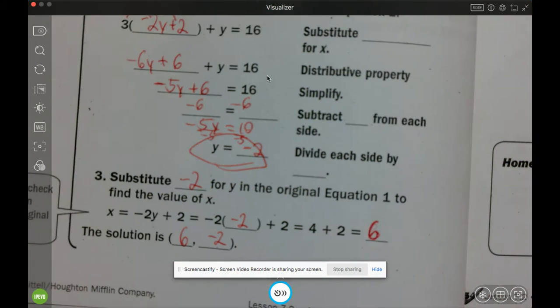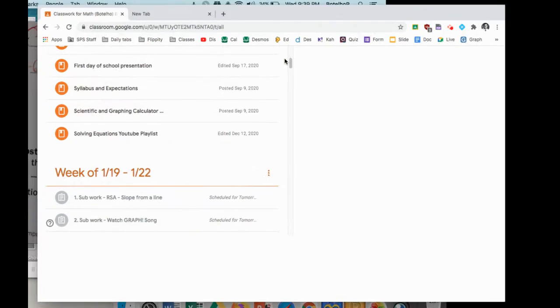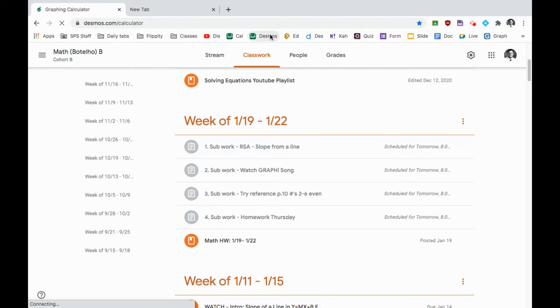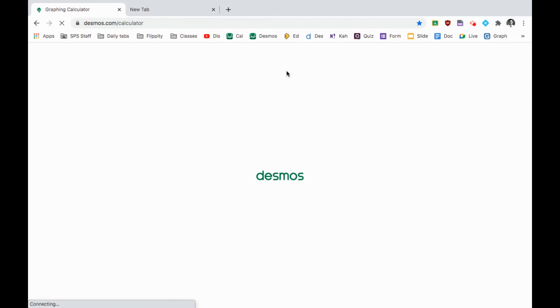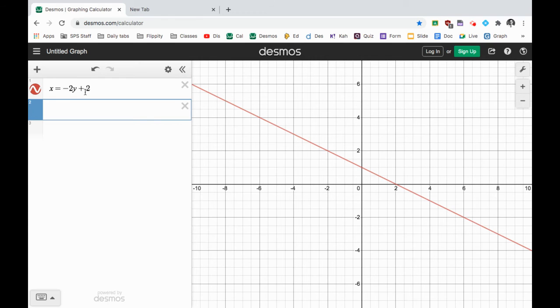And to prove this to you, I could put this on Desmos here for you. Just let me open it up here so you can see it. It's always nice to double check your answer. So it should be crossing at 6, negative 2. So I go to Desmos and I type in the equation. So I have x equals negative 2y plus 2. The other equation is 3x plus y equals 16. And double check. That should be the coordinate we solved. And that is it, 6, negative 2.